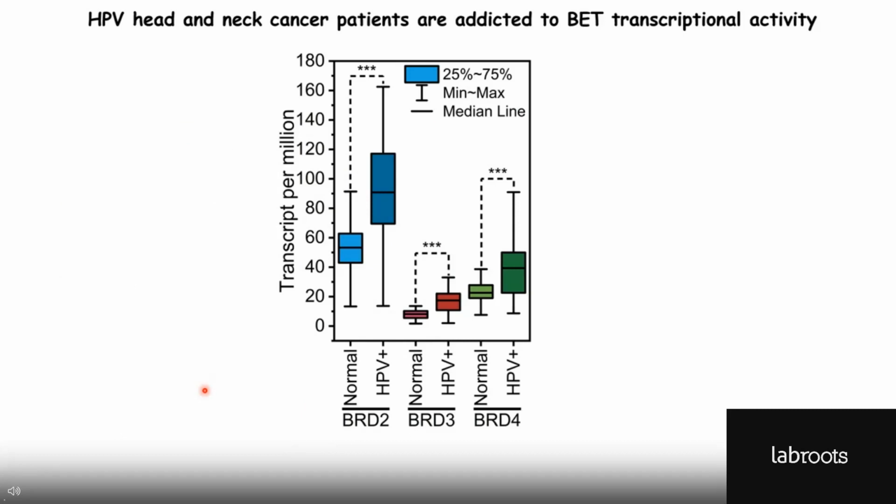We then curated the HPV TCGA database and simply asked the question: are these cancers, these HPV patients, addicted to BET transcriptional activity? And lo and behold, if you look at the transcript TPMs, a lot of these patients do overexpress BRD2, BRD3, and BRD4. That led us to the question, can we use BET inhibitors to target BRD4, BRD2, and BRD3 activity as well?